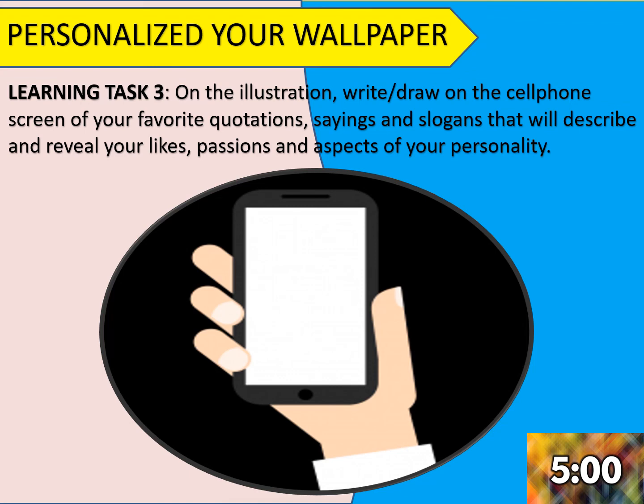For your learning task number 3, personalize your wallpaper. On the illustration, you are going to write or draw on the cell phone screen your favorite quotations, sayings, and slogans that will describe and reveal your likes, passions, and aspects of your personality. I'm giving you 5 minutes to do the task.